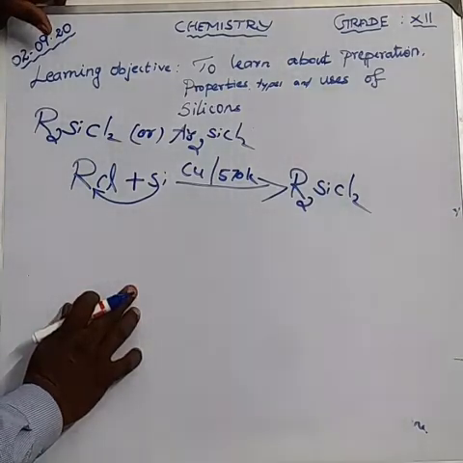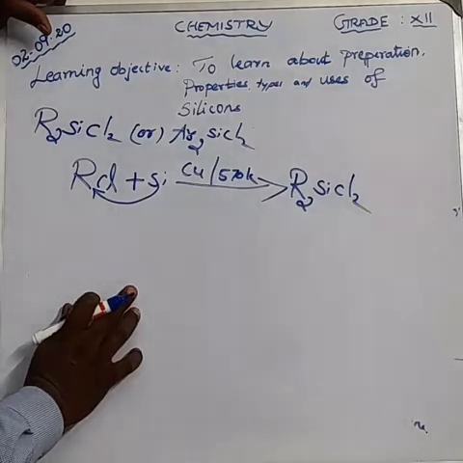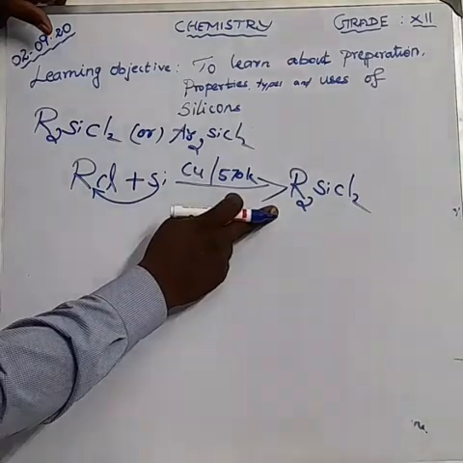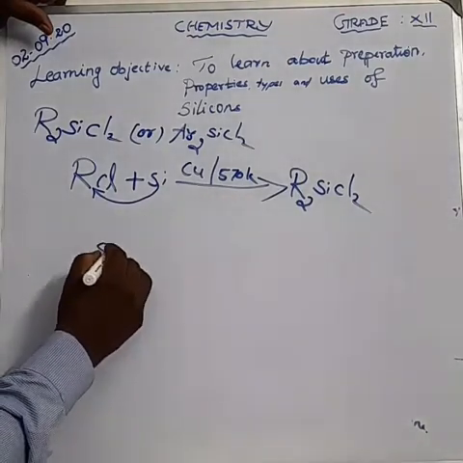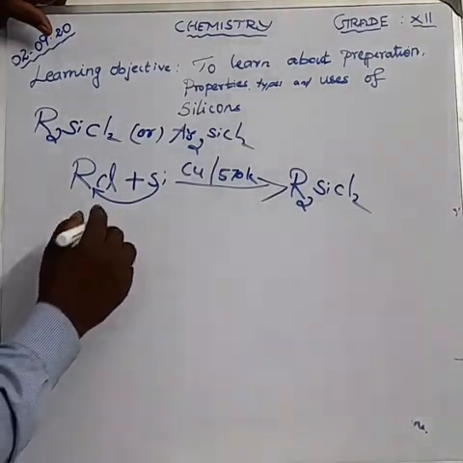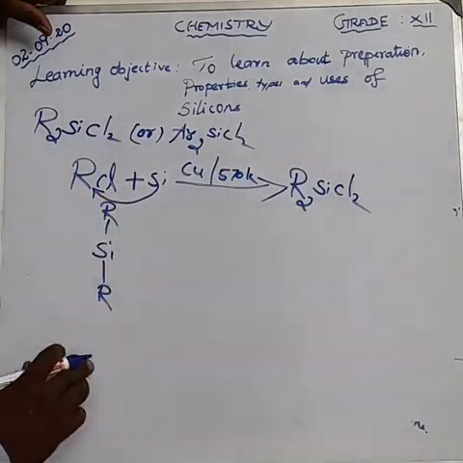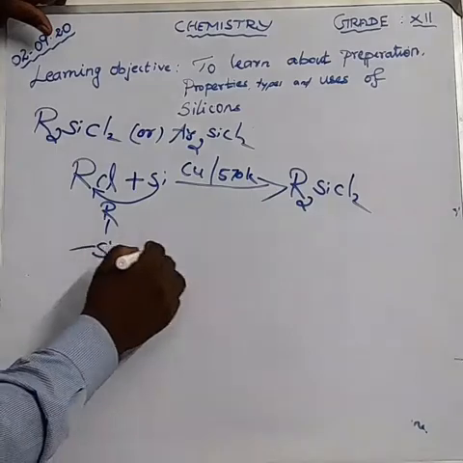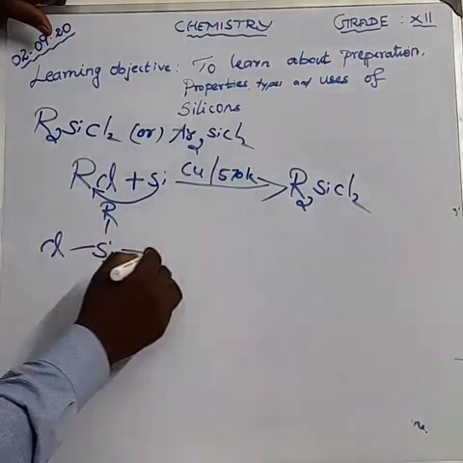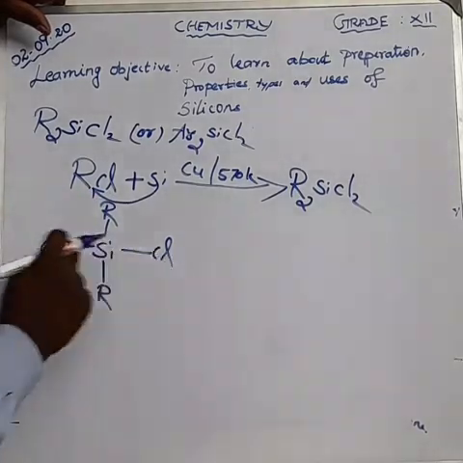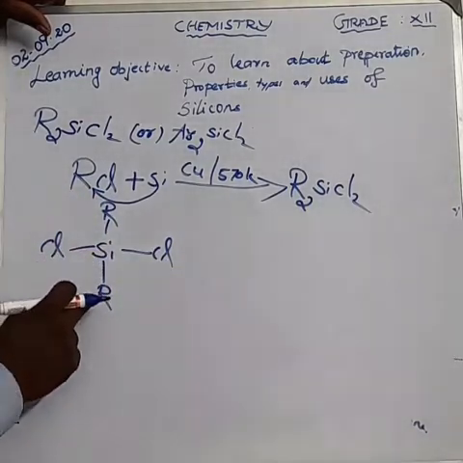dichlorosilane to give a straight chain polymer. Dialkyl dichlorosilane can be written as Si, silicon at the center, with the alkyl groups at the top and bottom, and chlorine at both ends. What is the name of this compound? Dialkyl dichlorosilane.